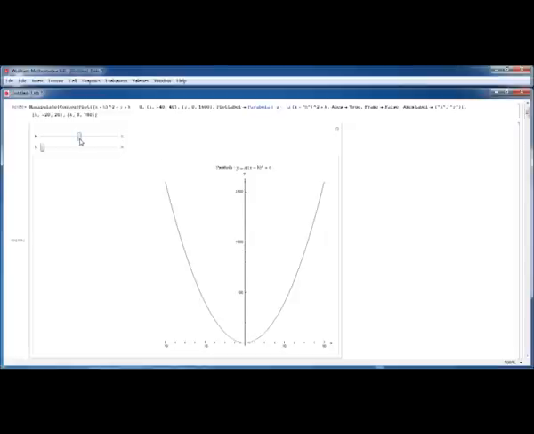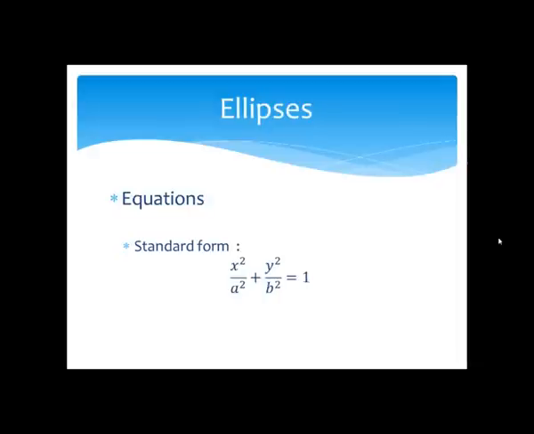If h is a positive value, you see the graph is shifting rightwards. If h is a negative value, then the graph will shift leftwards. The same thing goes for k. If k is positive, the graph will shift upwards. So this is how the parabola looks. Right, that's the parabola. Next we'll talk about the ellipse.